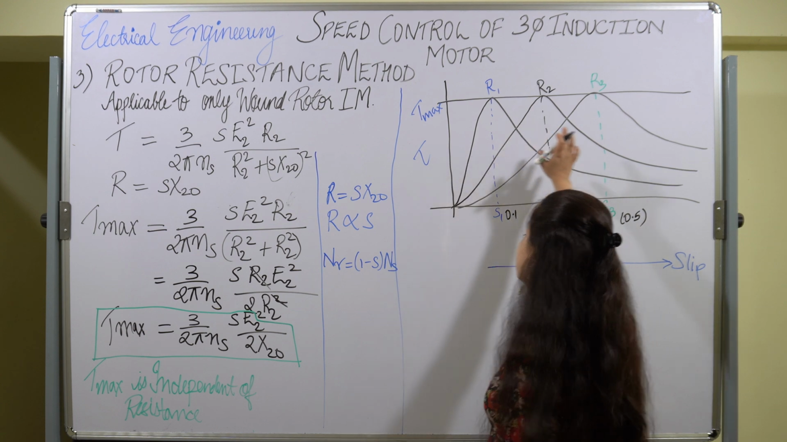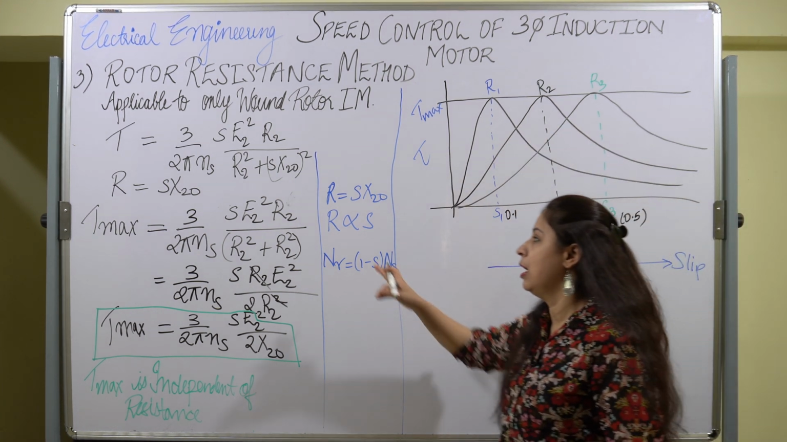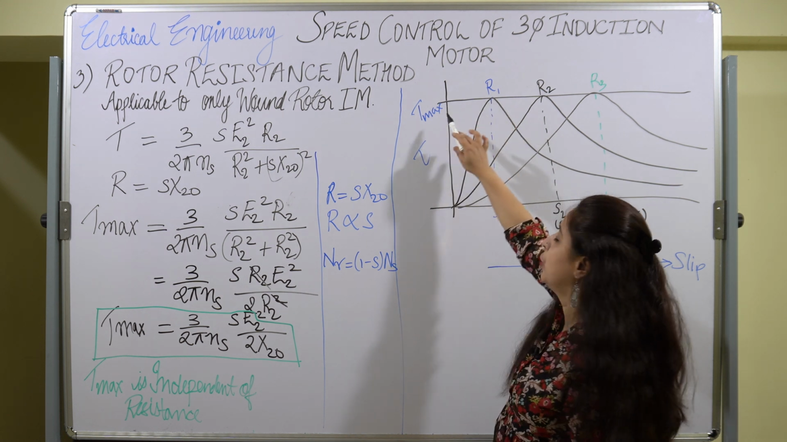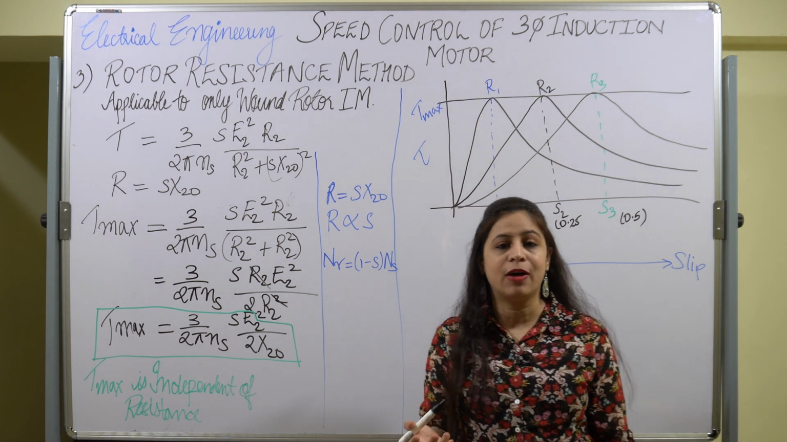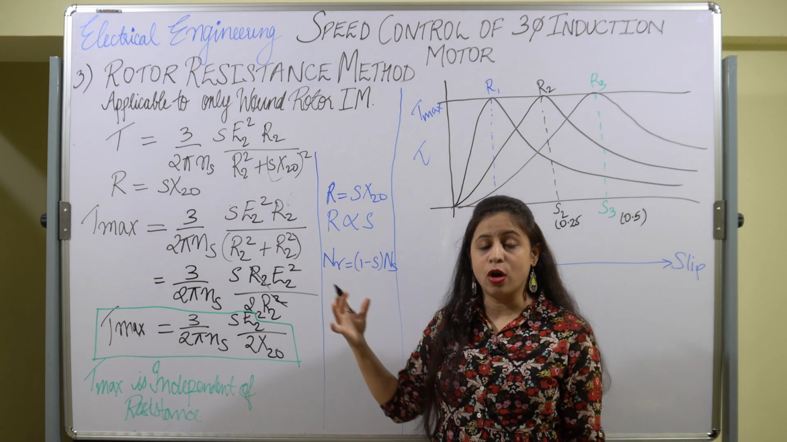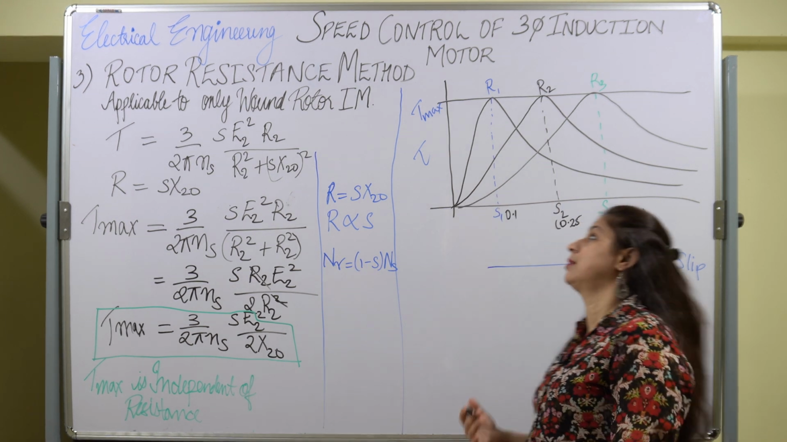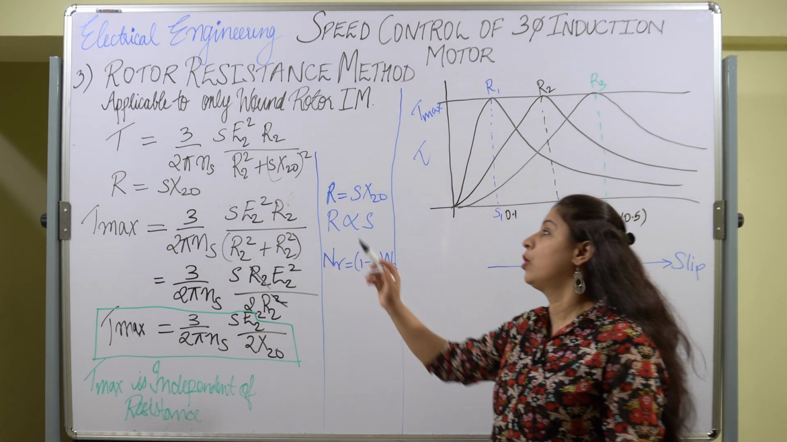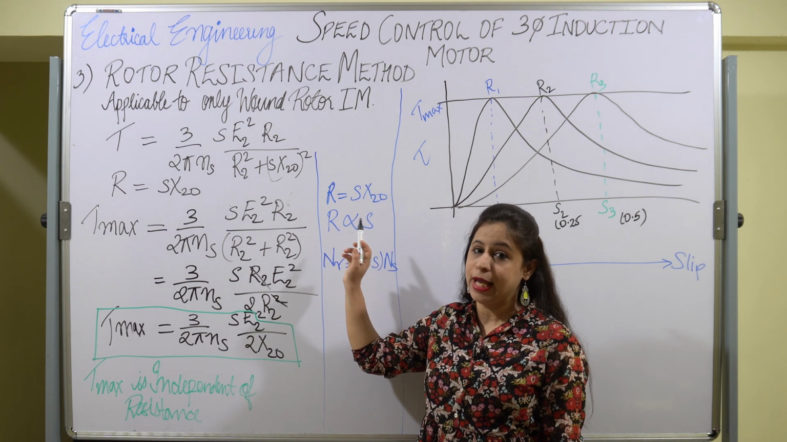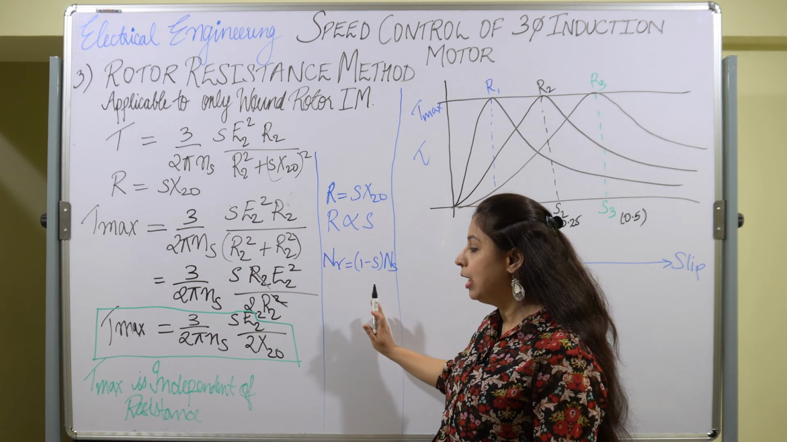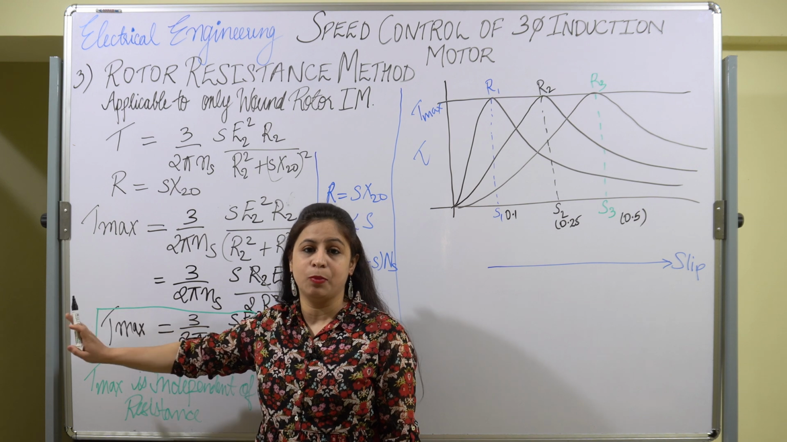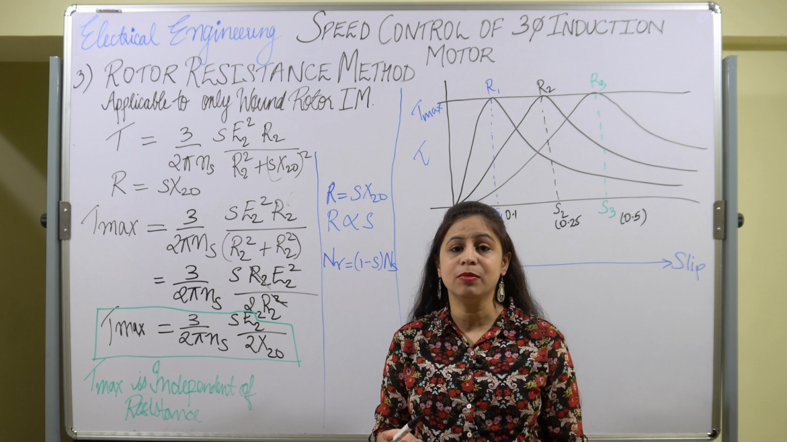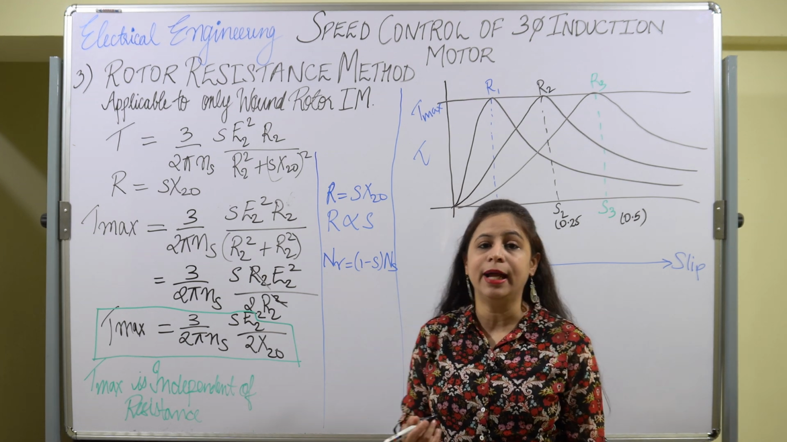So as my resistance is increasing, my slip is also increasing, and I'm getting a maximum torque Tmax over here, which is the breakdown torque. We have already seen this in the torque slip and torque speed characteristics. As my resistance is increasing, my slip is also increasing, because R2 is directly proportional to s. But that condition is only attained when my torque is maximum, and my torque is also constant at that time.